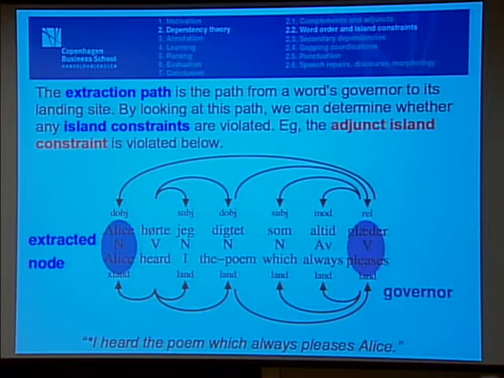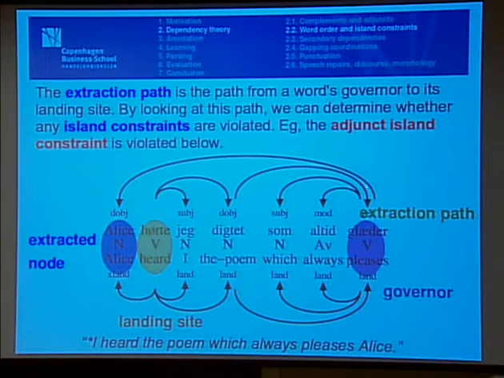And you have a governor here. What you do here is you want to look at, well, you have the governor here. You have the landing site over here. And you can look at the extraction path. Now it doesn't show up correctly here. But the extraction path is something you find by starting from the governor and then taking an upwards path in the deep structure going to the landing site.